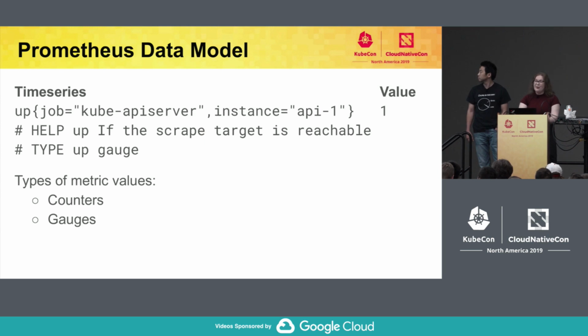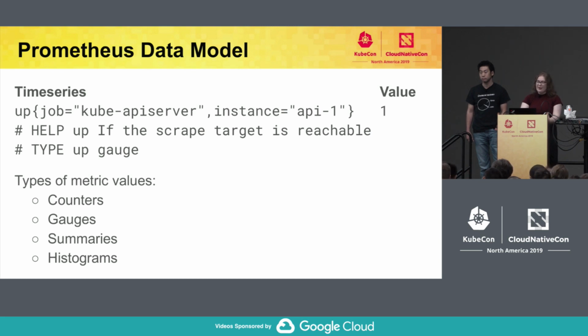Gauges represent values that can increase or decrease. They are a very flexible metric type. You might use them to track payload sizes or record latencies or represent uptime, like in our example time series here. Summaries and histograms are more complex data types that allow us to track distributions of data and determine performance at a given percentile. Summaries are pre-calculated for specific percentiles, whereas histograms are served in bucketed form for later aggregation.